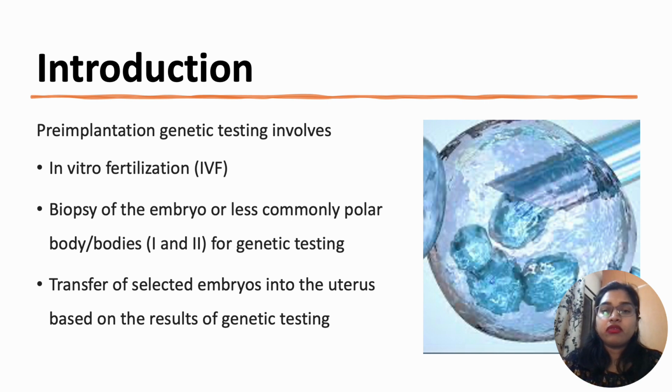PGT involves, first we have to do IVF. After doing IVF, we have to create embryos. Then we have to take the biopsy of the embryo, or less commonly polar bodies, for genetic testing, and transfer selected embryos into the uterus based on the results of the genetic testing.